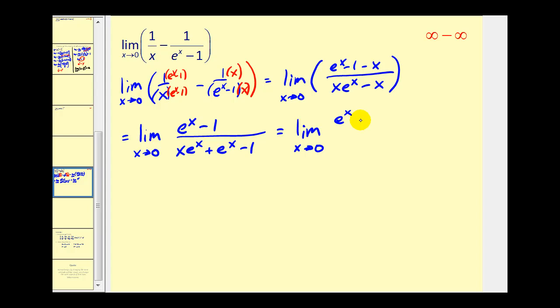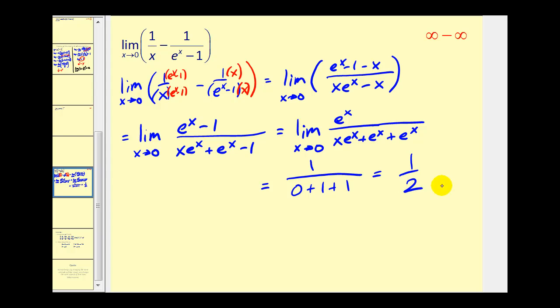Derivative of e to the x is e to the x. Derivative of 1 would be 0. Here we have to apply that product rule again, so we have the first times derivative of the second, so x e to the x plus the second, which is e to the x, times derivative of x, which is 1, plus derivative of e to the x, that's e to the x, derivative of 1 is 0. Now let's see what we have. If we try to perform direct substitution, we'd have e to the 0, that would be 1. And in the denominator we'd have 0 plus 1 plus 1. So this limit is equal to 1/2. I hope you found these additional examples helpful.